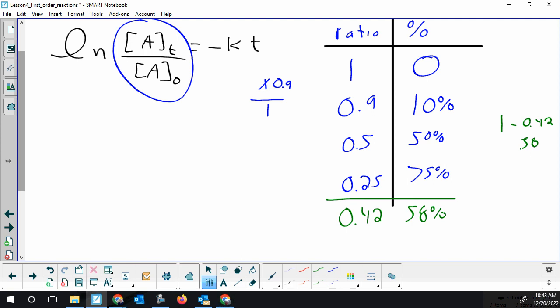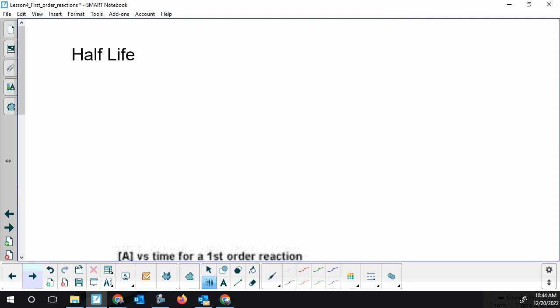Okay, so this leads to one very common reaction ratio, 0.5 when you're halfway. That's referred to as half-life, when you've used up half of a reactant. So half-life is the time to consume 50% of a reactant.